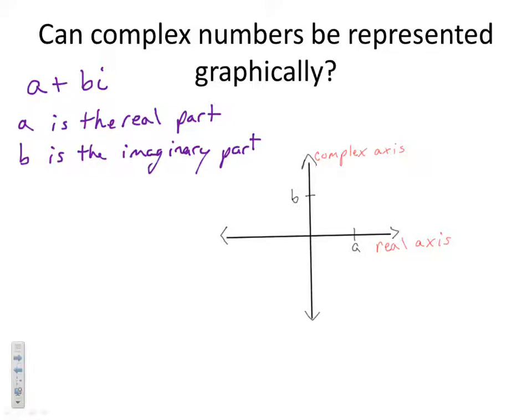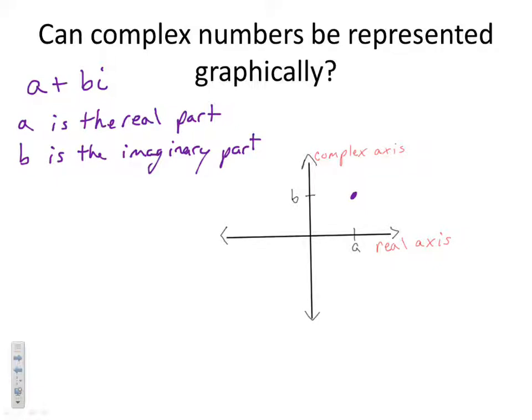So let's plot that. Let's plot a plus bi. Here it is. That's my spot, a plus bi. That is how I would graph a plus bi. You just go over however many. It's like a coordinate. You can think of it as a way of writing an ordered pair, or a coordinate in the Cartesian plane.